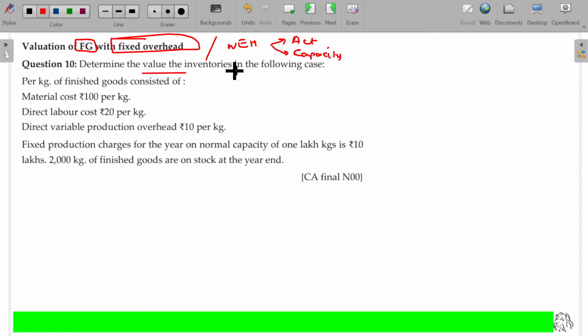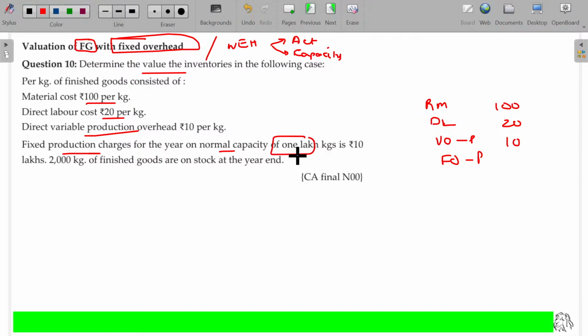Determine the value of the inventories in the following cases: raw material being 100 rupees, direct labor being 20 rupees, direct variable overheads, production related. Selling and distribution will not come here naturally. Fixed overhead related to the production. The normal capacity of 1 lakh unit. This is what about the capacity.